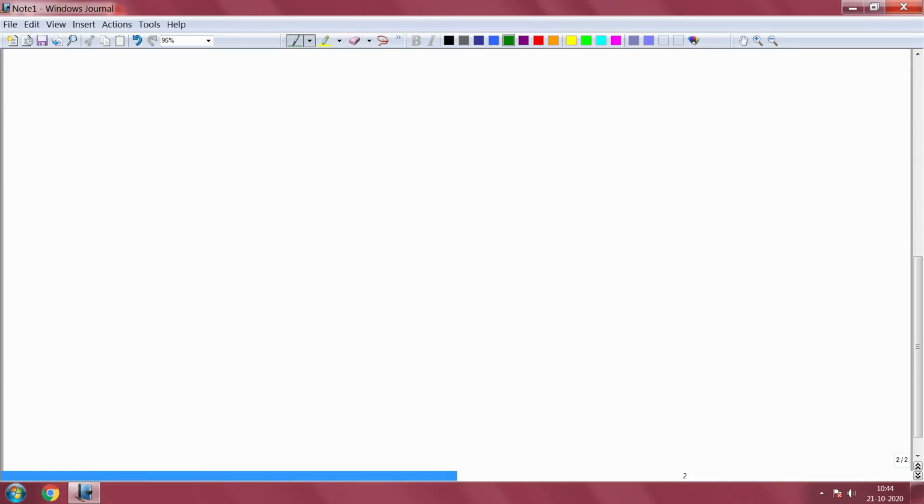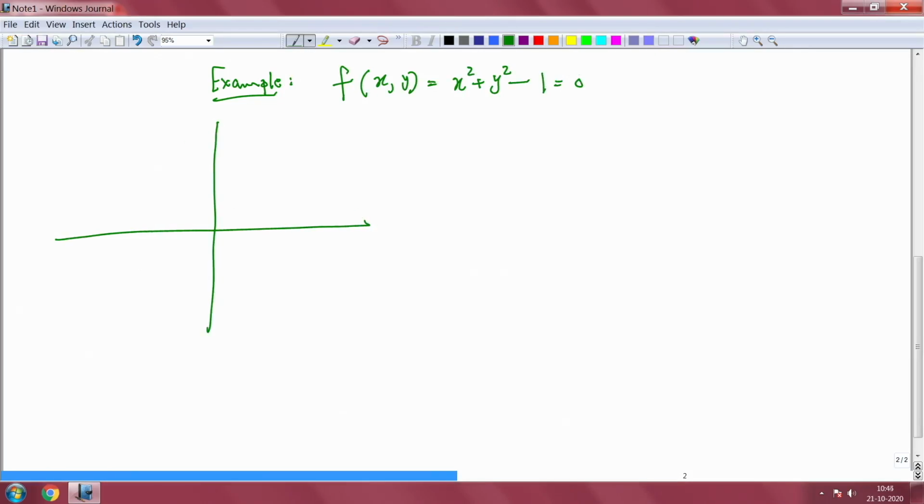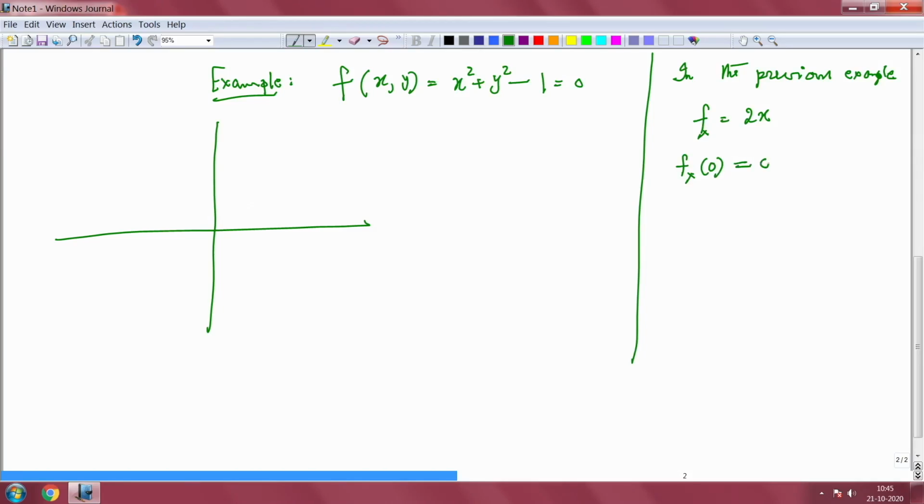So, now let us look at another example. I take f of x, y equal to x square plus y square minus 1 equal to 0. You know that this is the circle. I am just trying to motivate you. In the previous example, you immediately see that if you look at the differentiation, f x is nothing but 2x. So, f x at 0 is equal to 0. So, probably this could be the possible trouble.